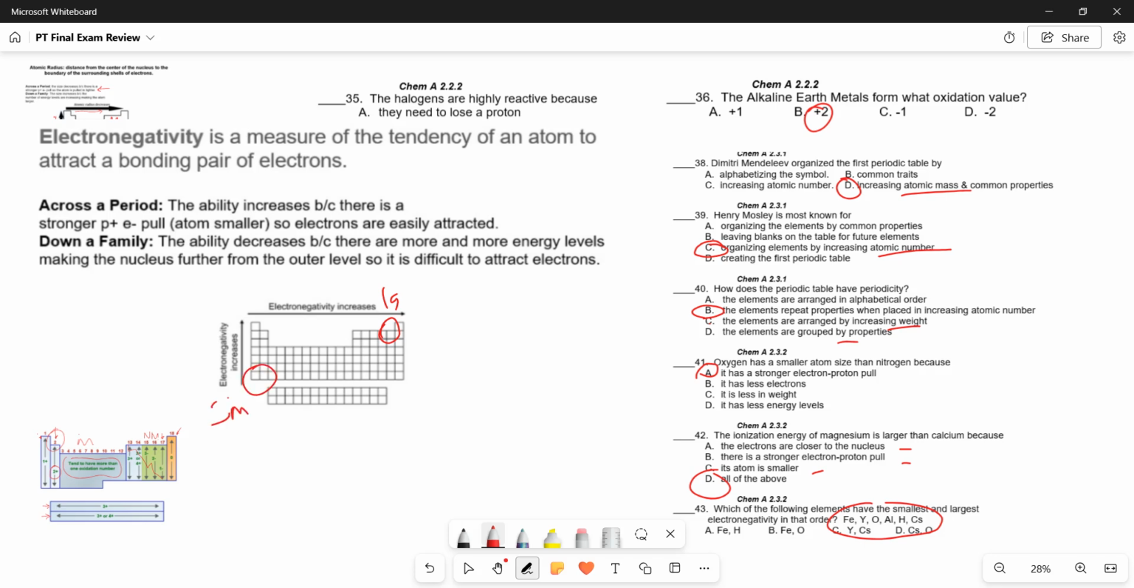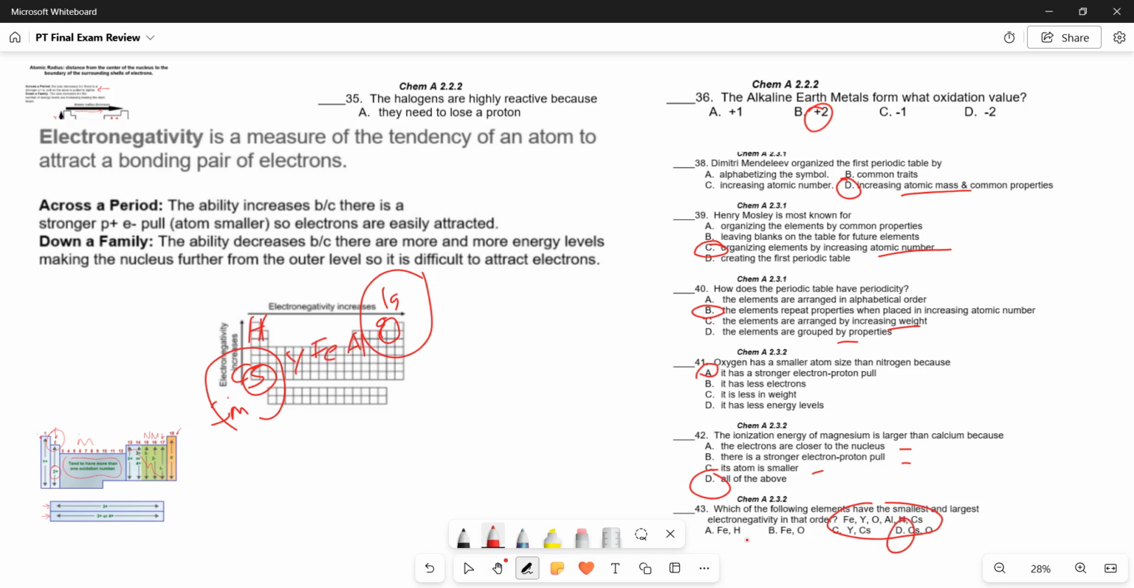So I'm going to look by proximity where we have these elements. Cesium is down here, and then we have hydrogen, which is up here. We have iron here in the middle. We have iridium, which is here in the middle. We have oxygen, which is up here, and aluminum, which is about here. So the one that's going to be the largest is going to be the oxygen, and the one that's going to be the smallest is going to be the cesium, and so that is going to be D.